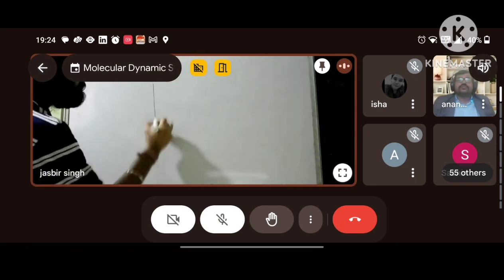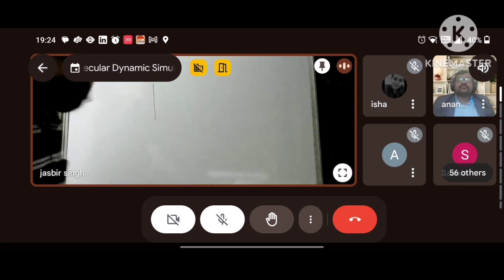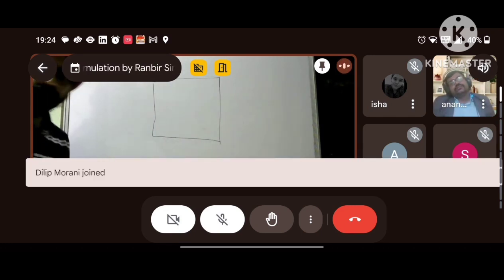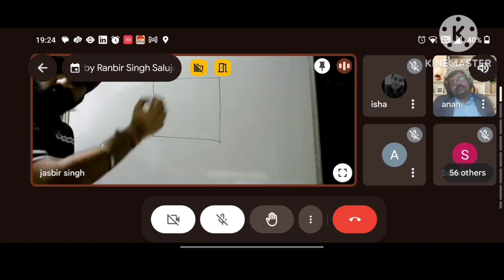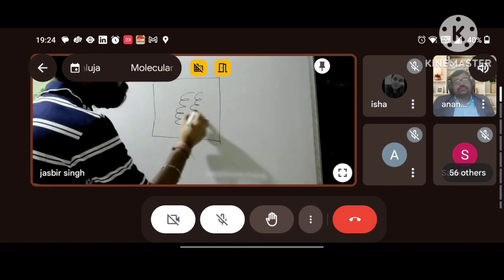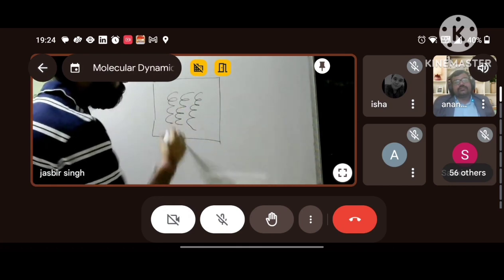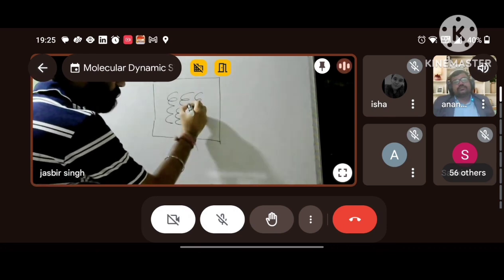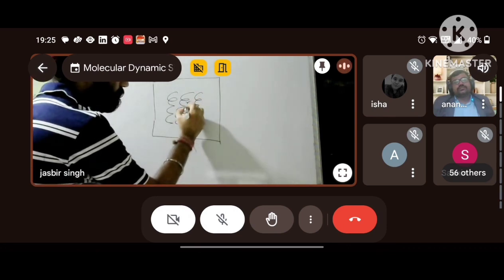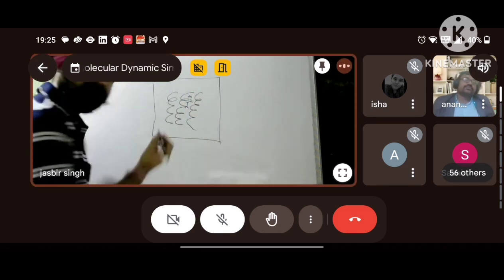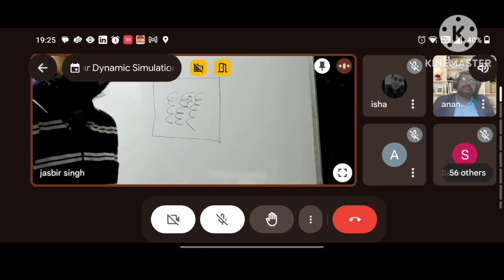Just see this, it's a 3D box. For now, I'm drawing a 2D box. Let's just imagine that this is a 2D box. Inside this 2D box, we're going to place our protein structure, and inside it, we are going to place a ligand. Let's say this is a ligand that fits inside the box.